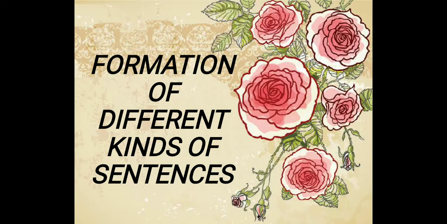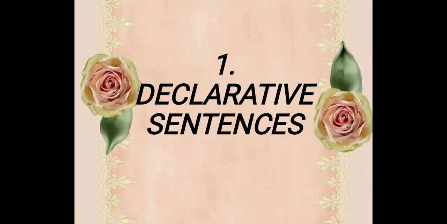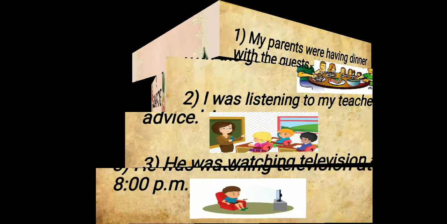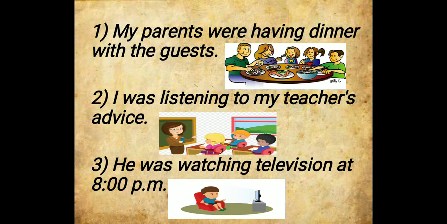Now it's time to throw some light on the formation of different kinds of sentences. The first kind is declarative sentences. Children, we have already learnt about the rule of forming declarative sentences, which is subject plus was/were plus verb plus ing. Now let's see the examples of it.